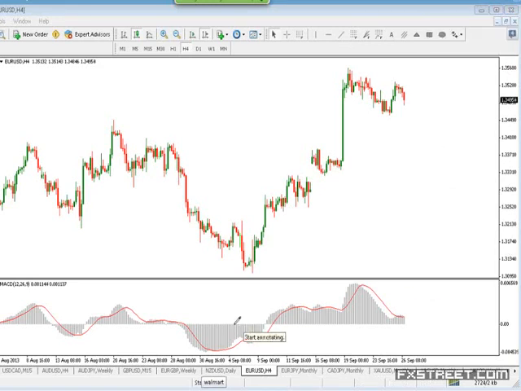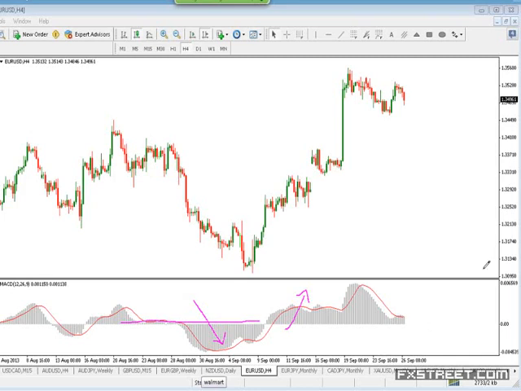If you look at the histograms of the MACD, one of the simplest ways of looking at a trend is this: if your histograms are below the 0 line, it is supposed to be a downtrend. If they are above the 0 line, it's supposed to be an uptrend. That is one very simple way of looking at it.